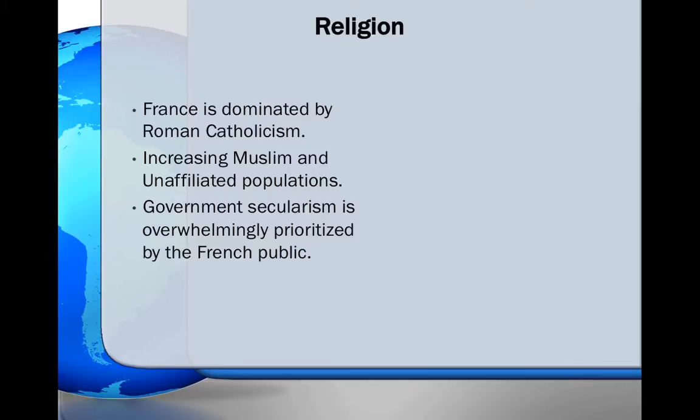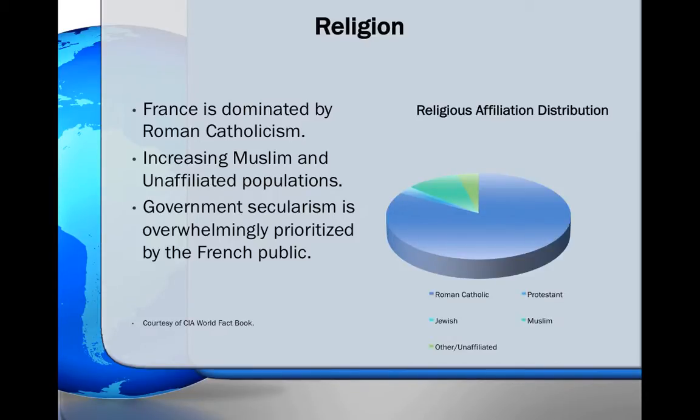So, in essence, what this means is that the French government does not interfere in matters of theology and takes no official religion. And here we have a nice graphic display of the religious affiliation distribution, courtesy of the CIA World Factbook.